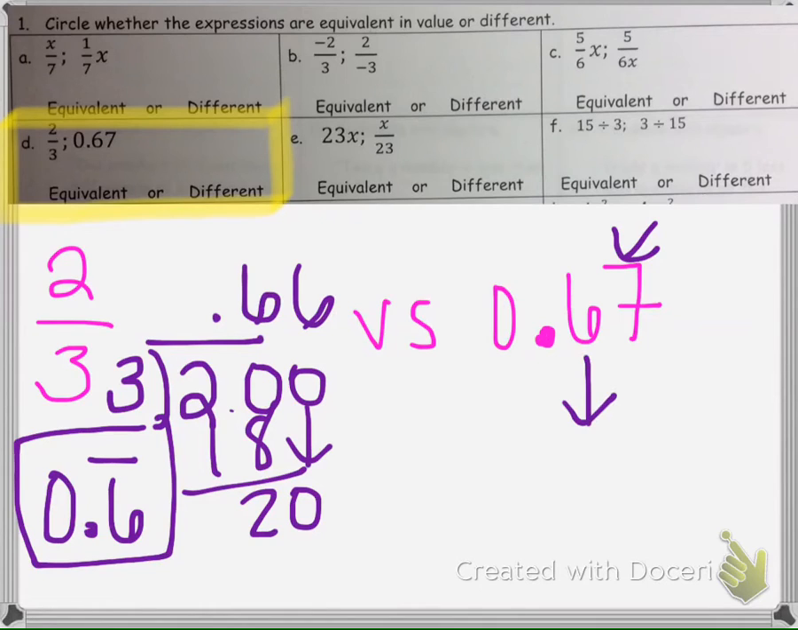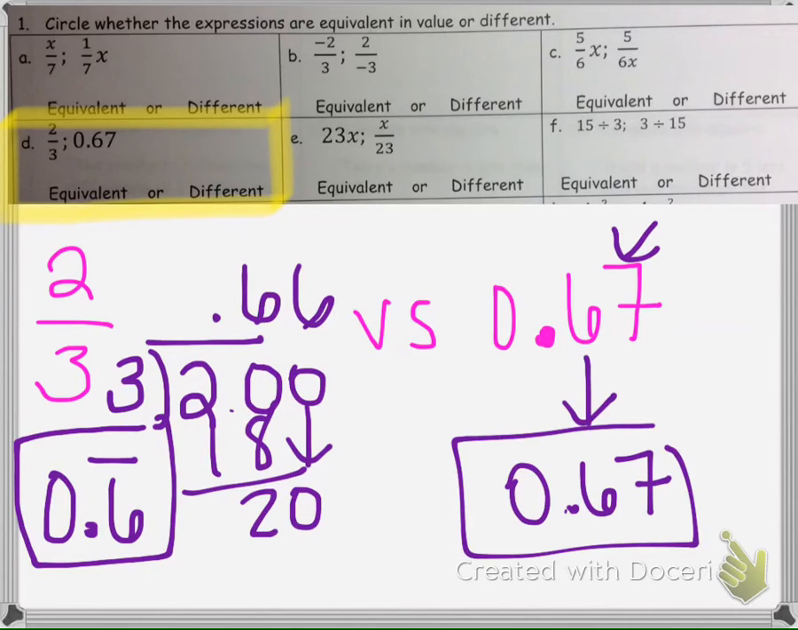Whereas this one here is just 0.67 and it ends there. So these are not equal. So the expressions are different. Here we have a 6 in the hundredths place, and here we have a 7. So they are clearly not the same.